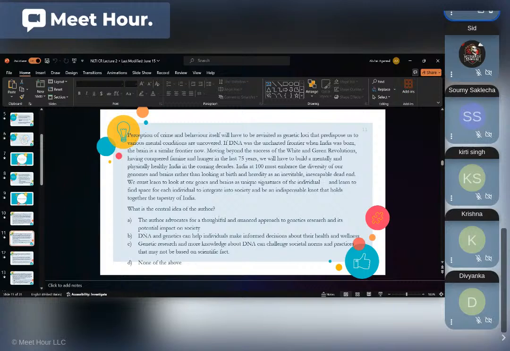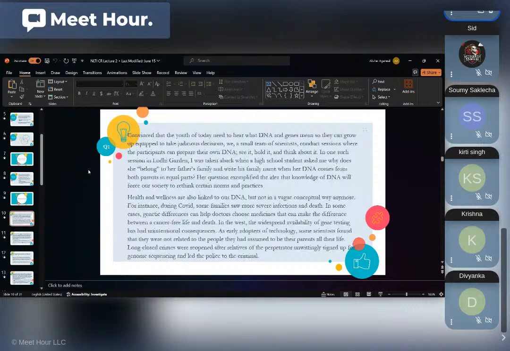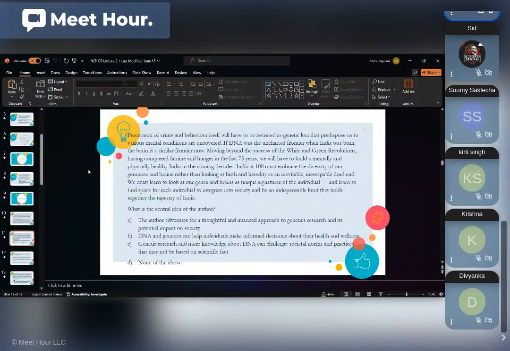The answer to this is option C, and I'll tell you why. B you can eliminate very easily, right? Because B only focuses on health and wellness. But the passage doesn't just talk about health and wellness. It also talks about the whole first anecdote, the Lodi garden thing: why does she belong to the father's family, when her DNA comes from both parents in equal parts? So it's not just about health and wellness, it's also about societal perception. So B is obviously out of the picture.